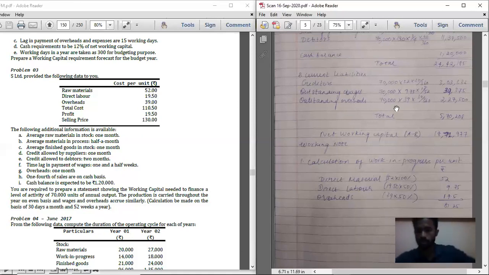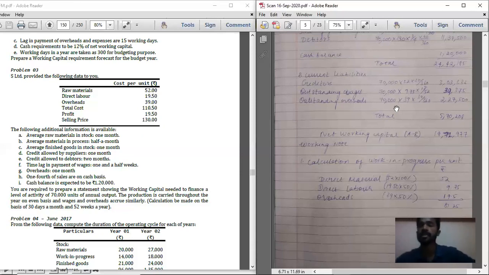Now total the current liabilities. 3,03,333 plus 39,375 plus 2,27,500. So the total is 5,70,208. Total of current liabilities is 5,70,208.